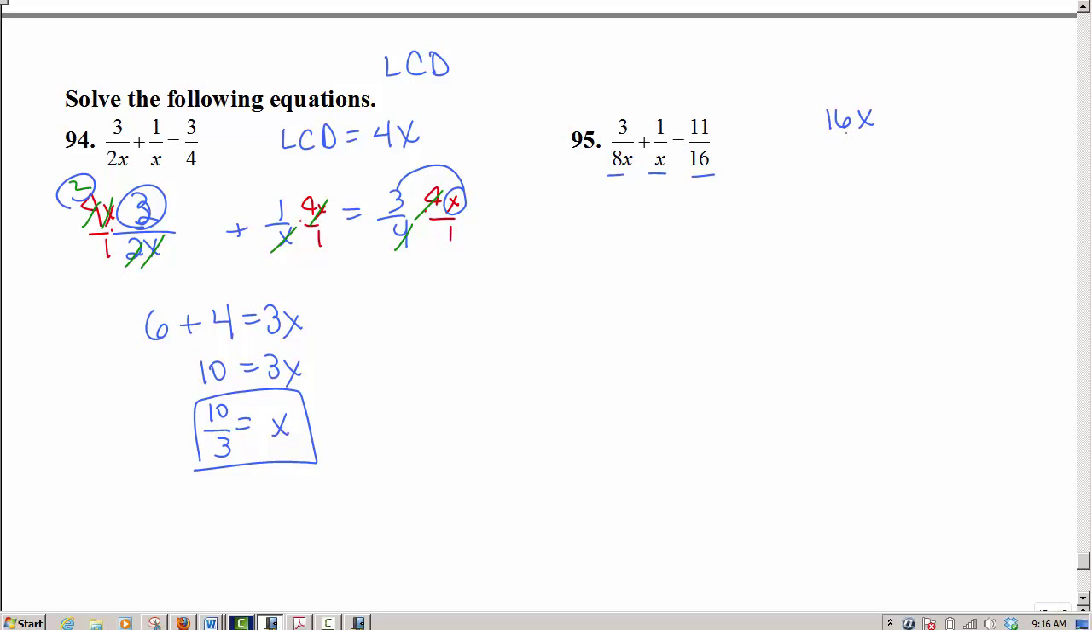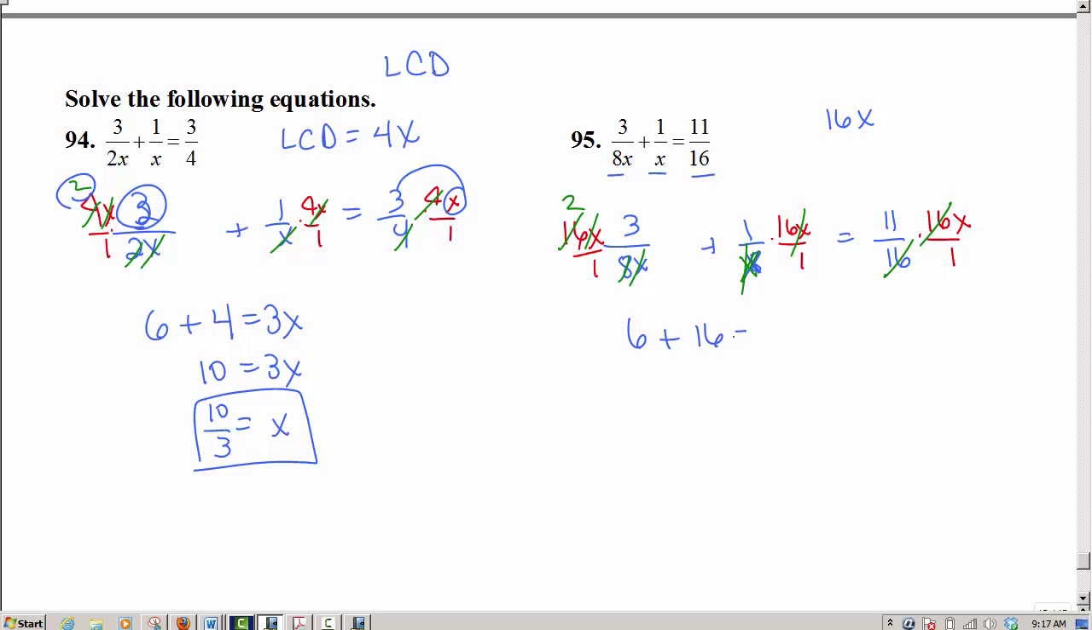What's your LCD here? It's going to be 16x. So again, I'm just going to space it out so I have a little bit more room to work. So multiplying every term by 16x, and then reducing to get rid of those fractions. Ooh, that is an x, so x divides out with x. So I have 6 plus 16 equals 11x.